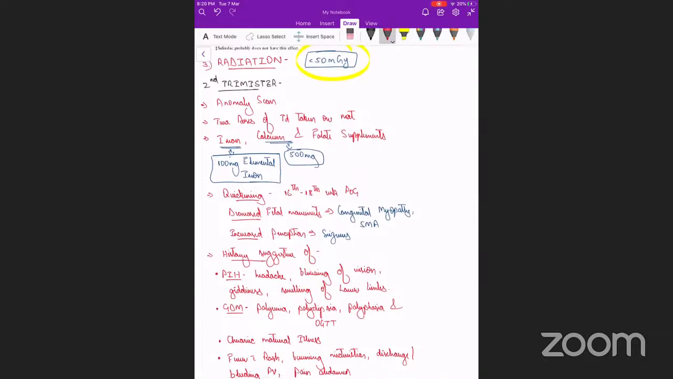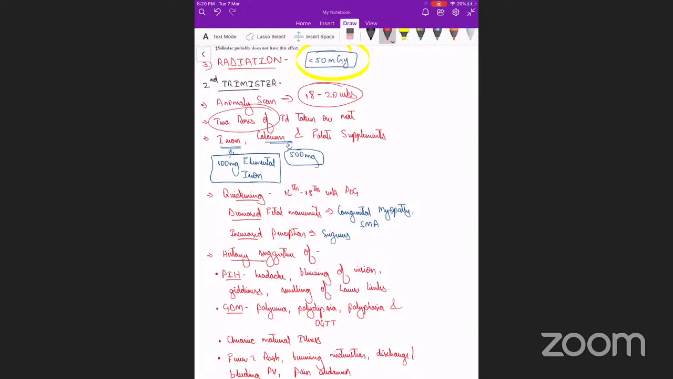Okay, in the second trimester, we ask for the anomaly scan, which is done between 18 to 20 weeks. We'll ask what had happened or whether any defects were present. Next, 2 doses of TD, whether they were taken or not. Then in the second trimester, we also start iron and calcium supplements, which are not given in the first trimester because of hyperemesis. We start these in the second trimester.